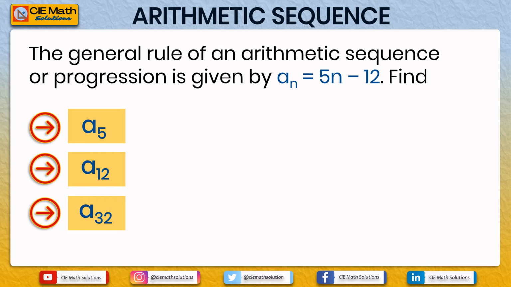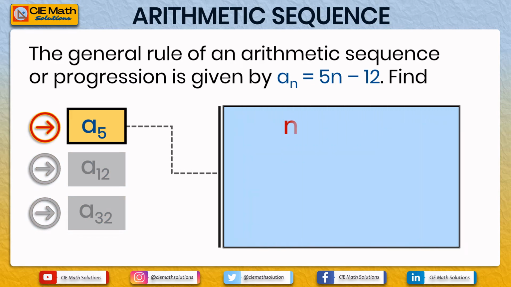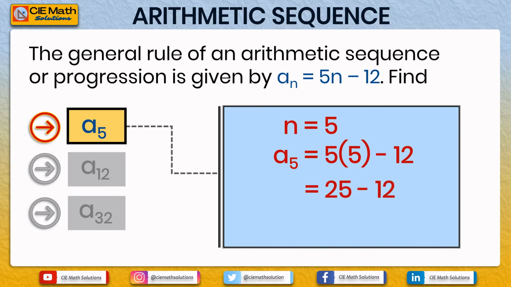For the first one, which is a_5 or the fifth term, the value of n is equal to 5. We will substitute this value to the n in the general rule. That will give us a_5 equals 5 times 5 minus 12, that is 25 minus 12, which is equal to 13. The fifth term then is equal to 13.